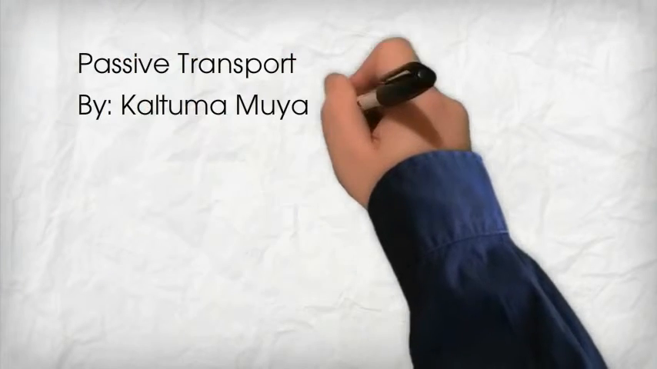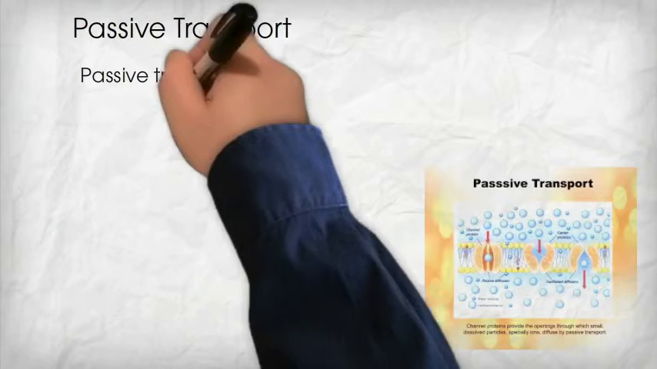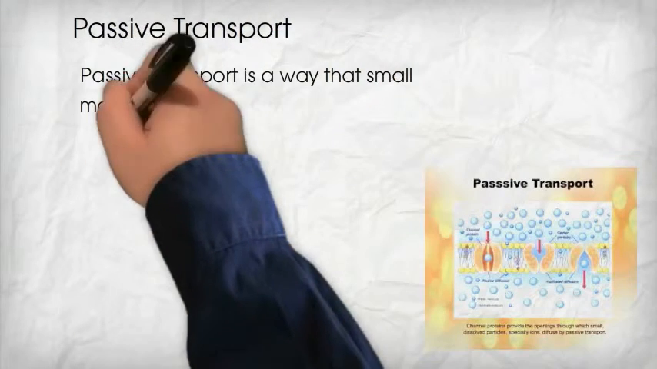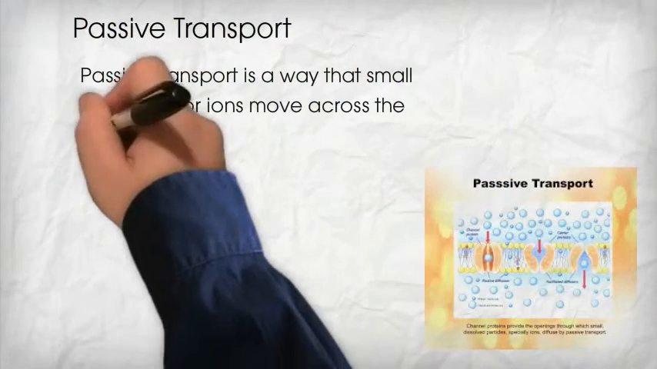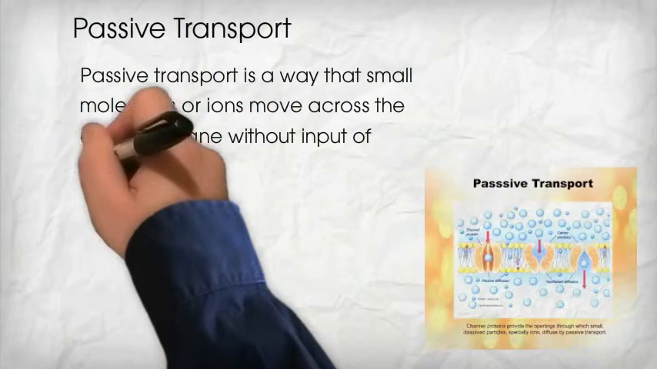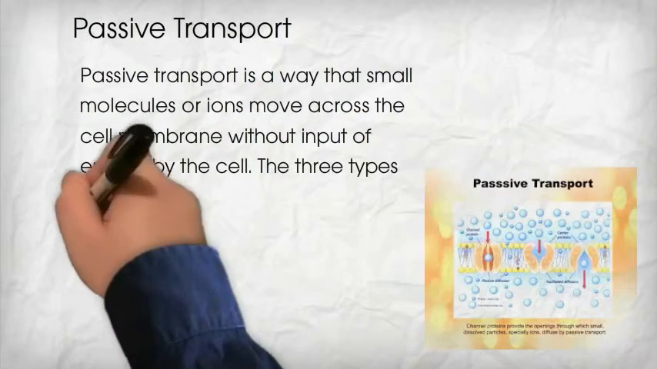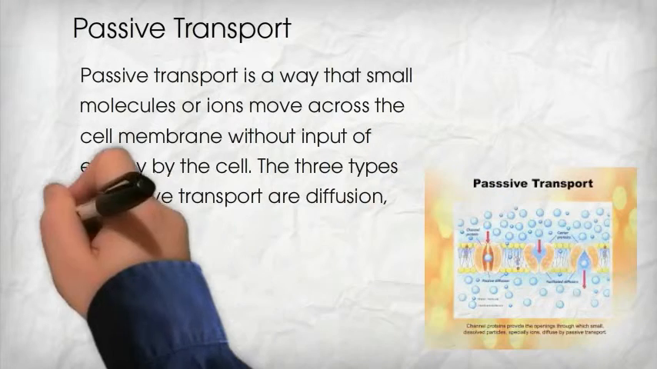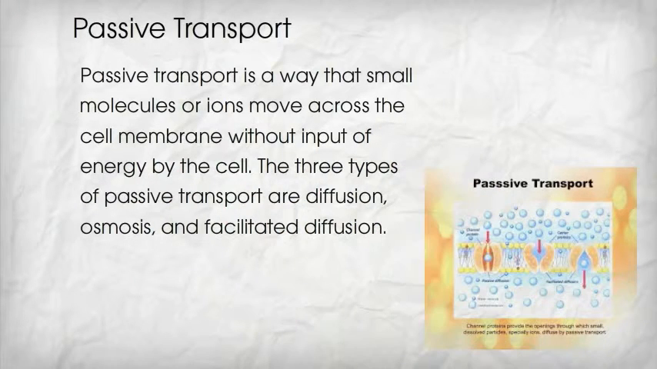Passive transport by Kaltenbrunner. Passive transport is a way that small molecules or ions move across the cell membrane without input of energy by the cell. The three kinds of passive transport are diffusion, osmosis, and facilitated diffusion.